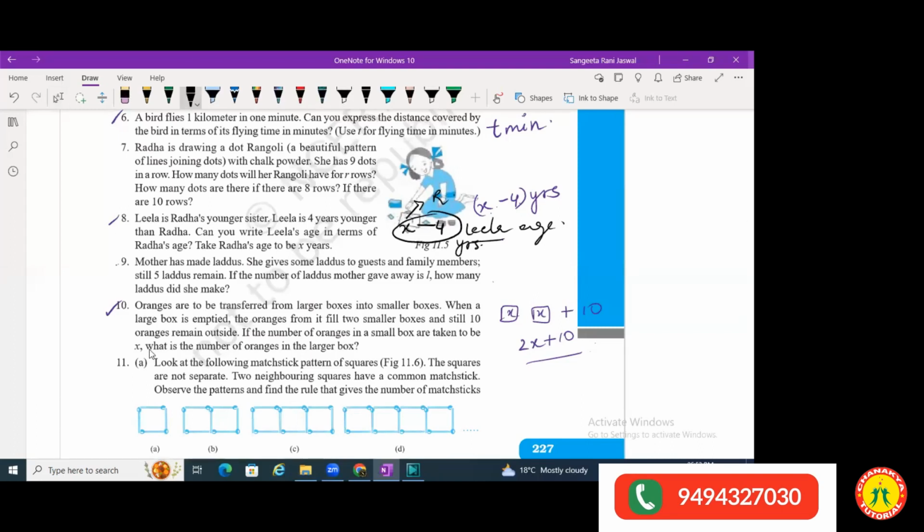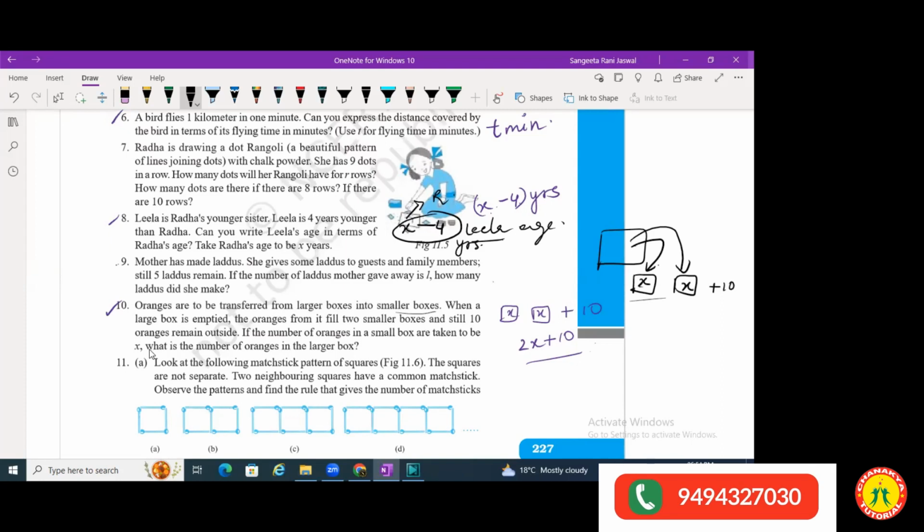Oranges are to be transferred from one larger box into smaller boxes, from one big box to two small boxes. It is to be transferred here, from here to here. When the large box is empty, the oranges from it fill two smaller boxes, and still 10 more oranges are left. If the number of oranges in a small box is taken to be x, what is the number of oranges in the larger box?